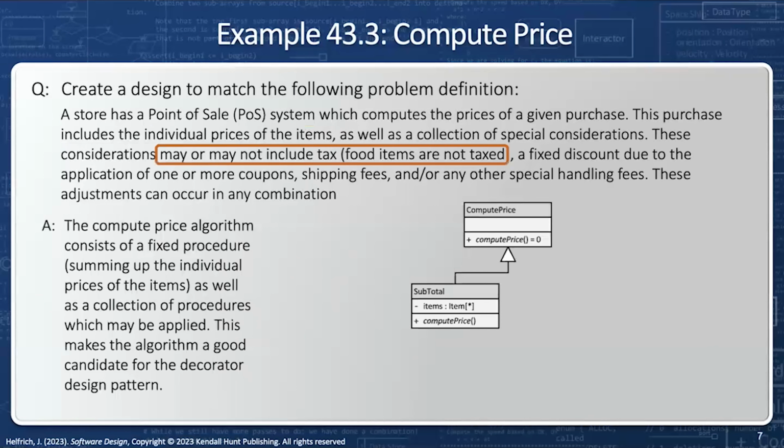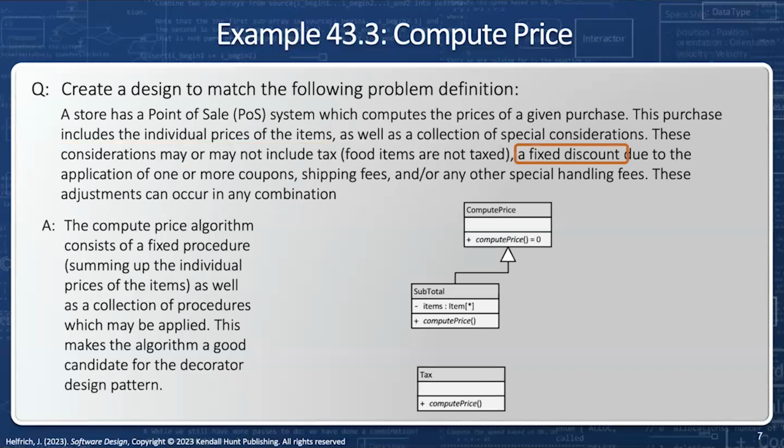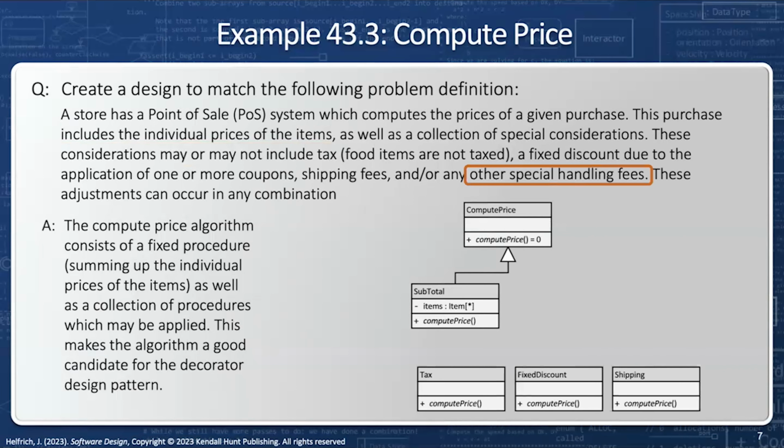Now I'm going to have a collection of taxable or non-taxable items. So I'm going to say this tax, and then a fixed discount. And once again, I can have multiple different coupons applied. And then, of course, other special handling fees like shipping and things like that. Okay, I can make any number of these, of course. And these are all going to occur in any combination.